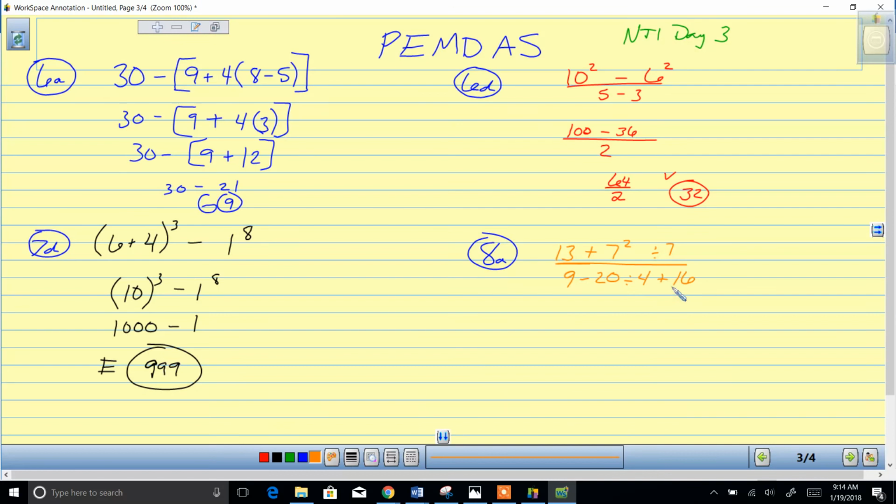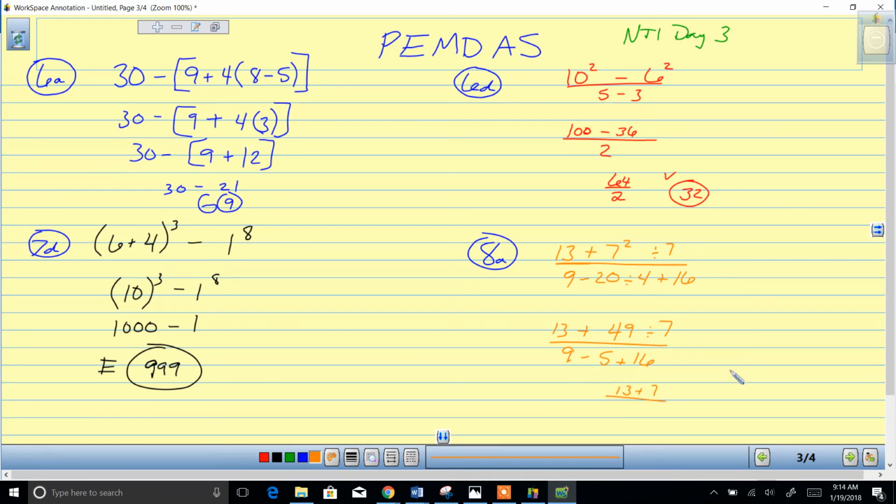All right, and the very last one that we're going to knock out here, we're going to do numerator and denominator and then divide. So in the numerator, exponent, divide, plus will be my order. So exponent, 7 times 7 is 49. I still have the 13 in the division. I'm going to go ahead and do a step in the denominator. I'm going to divide first. So I've got 9 minus 5 plus 16. And now for my next step, I'm going to divide in the numerator. 49 divided by 7 is 7, so I got 13 plus 7 in the numerator.